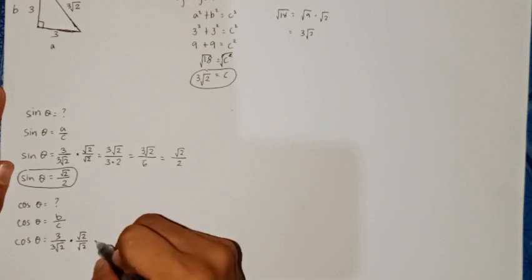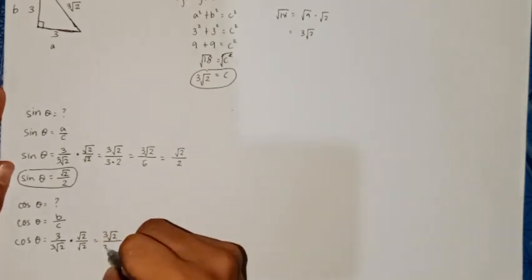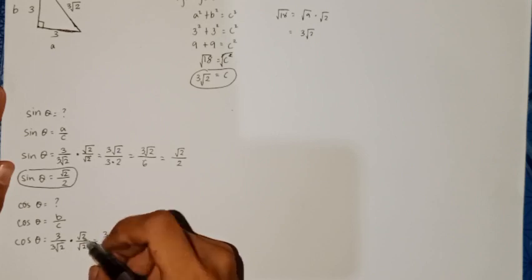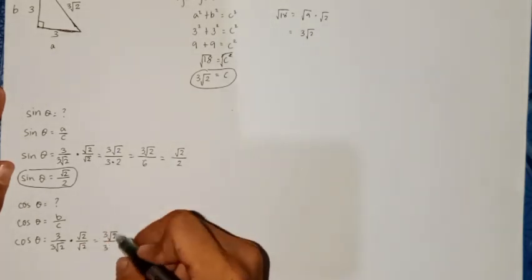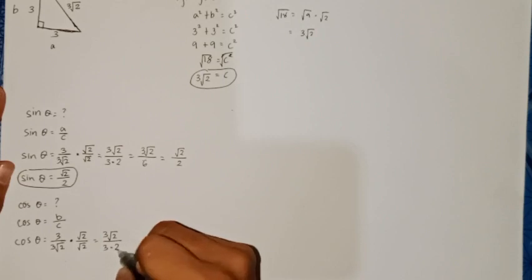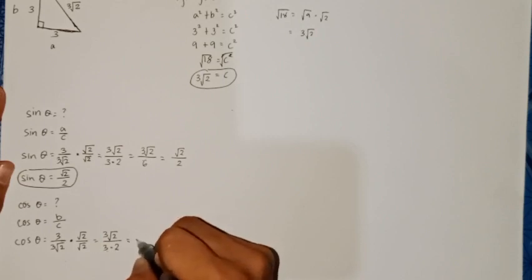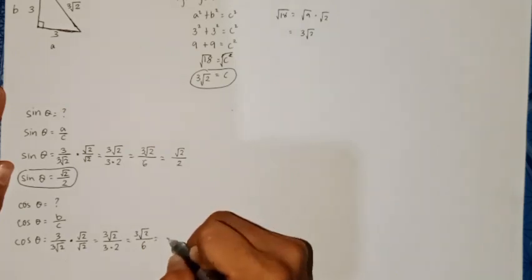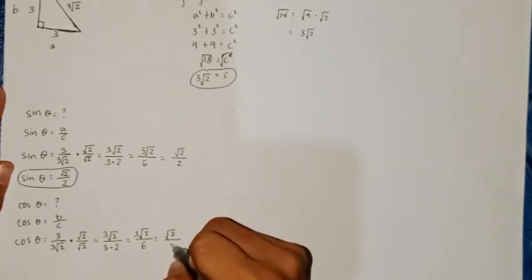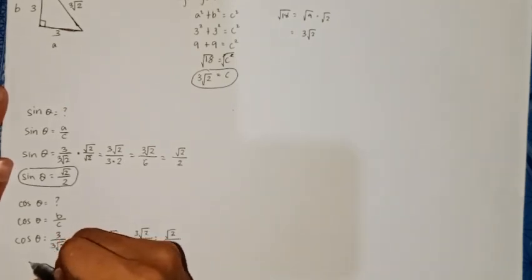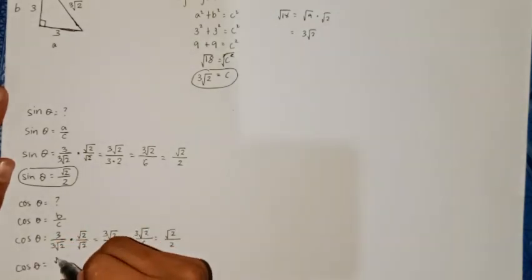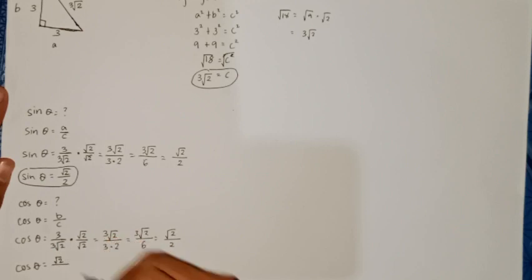So 3 times square root of 2 is equal to 3 square root of 2. Square root of 2 times square root of 2 is equal to square root of 4. Square root of 4 is 2. So 3 times 2 is 6. Simplify. Square root of 2 over 2. So this is now our cosine theta. Cosine theta is equal to square root of 2 over 2.